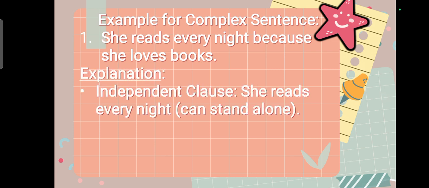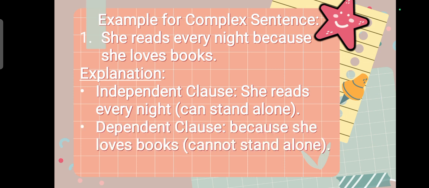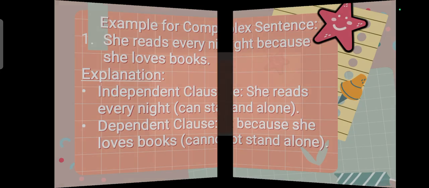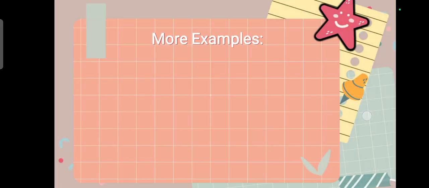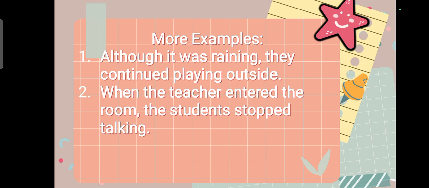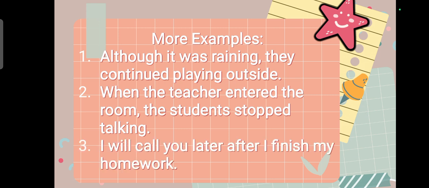Okay. Independent clause in the example is she reads every night. So when we say independent clause, it can stand alone. Dependent clause, because she loves books. So it cannot stand alone or it does not express a complete thought. Okay, let's have more examples. Although it was raining, they continued playing outside. Second, when the teacher entered the room, the students stopped talking. Third one, I will call you later after I finish my homework.